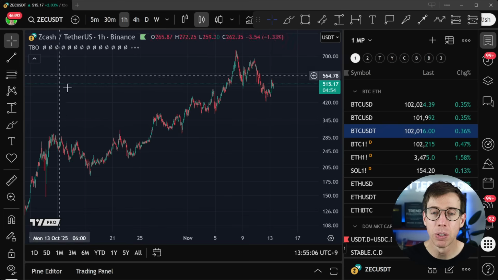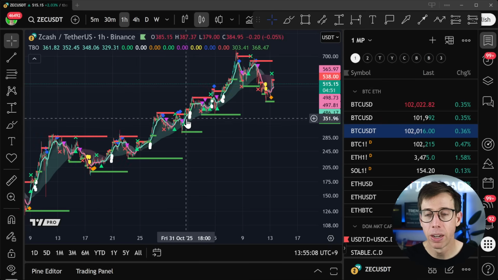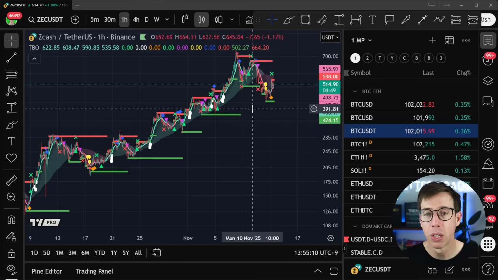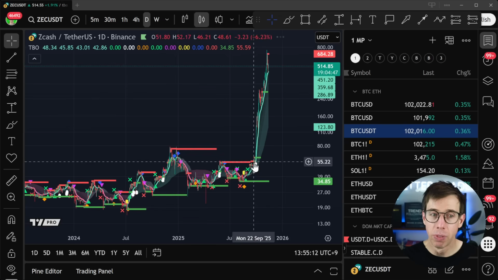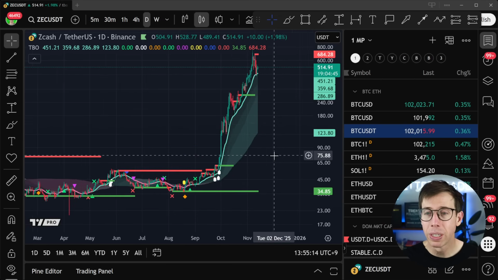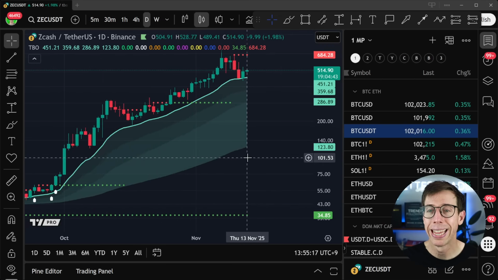But these signals, the green X's right here, or the red X's, whichever we're going to use, provide some incredible volatile entry signals for DCA bots. So that's why they stay.